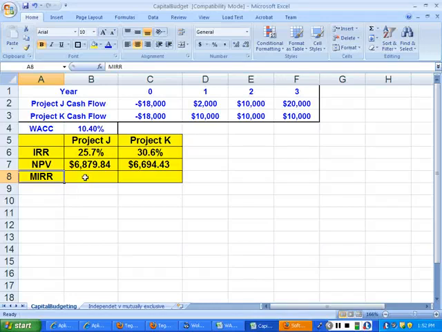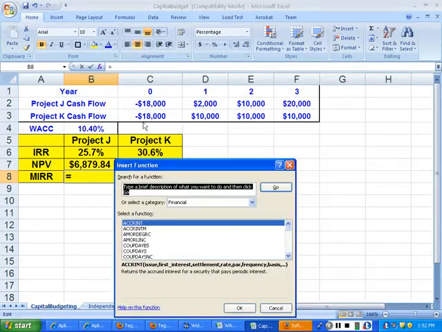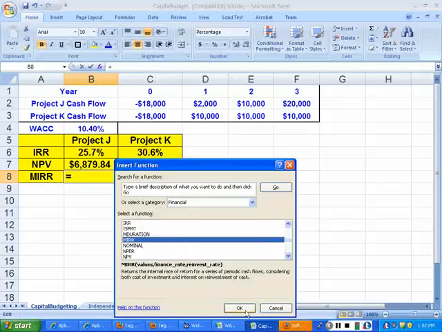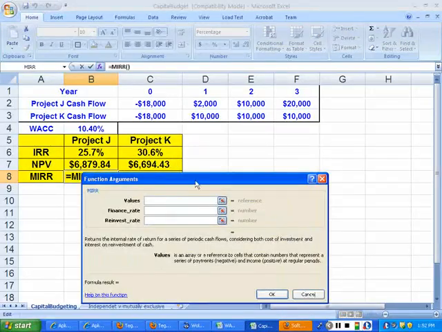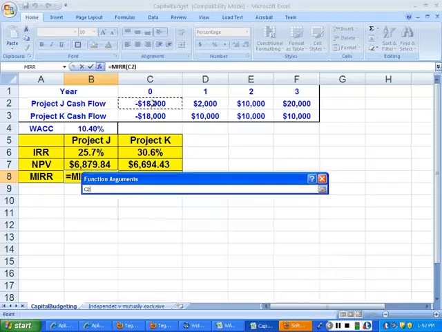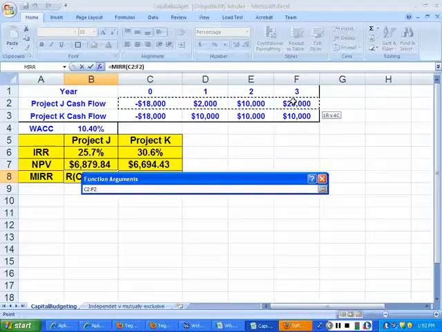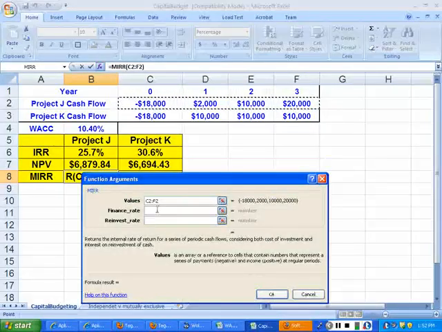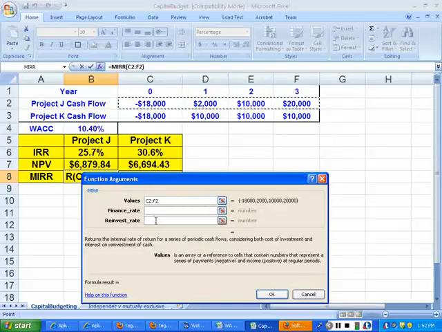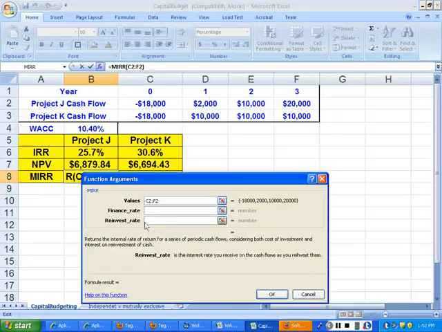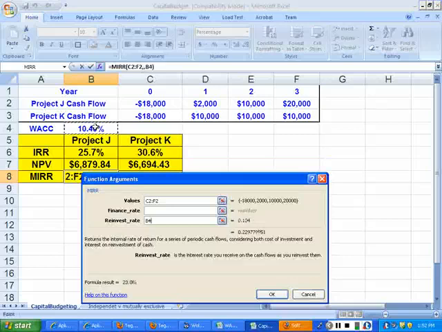Now, finally, the MIRR is going to agree with this decision here, except the reinvestment is happening at the required rate of return. So if you go to the function wizard, under financial, scroll your way down to MIRR. What it does is it wants to know what are the values in Project J, and again, that's from time zero all the way through. It asks for finance rate, which we don't need, but reinvestment rate is a key function for us. Again, funds are being reinvested at 10.4%.